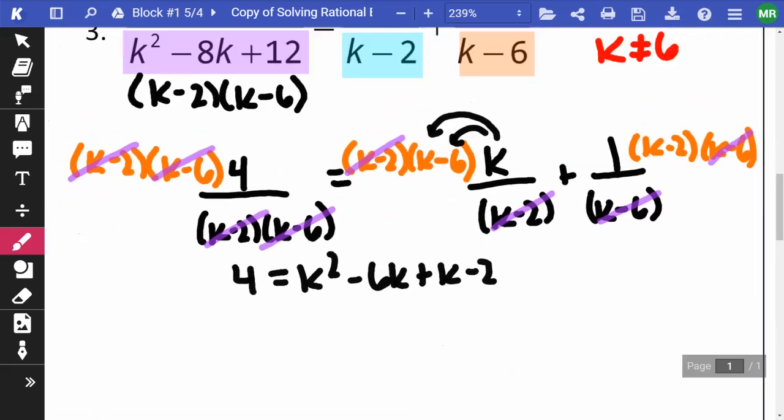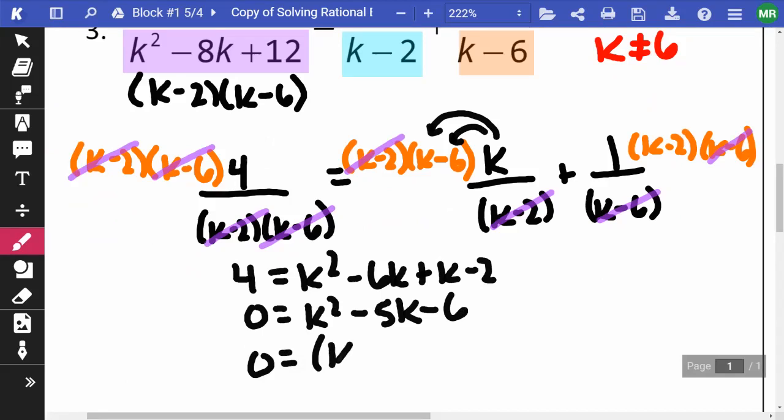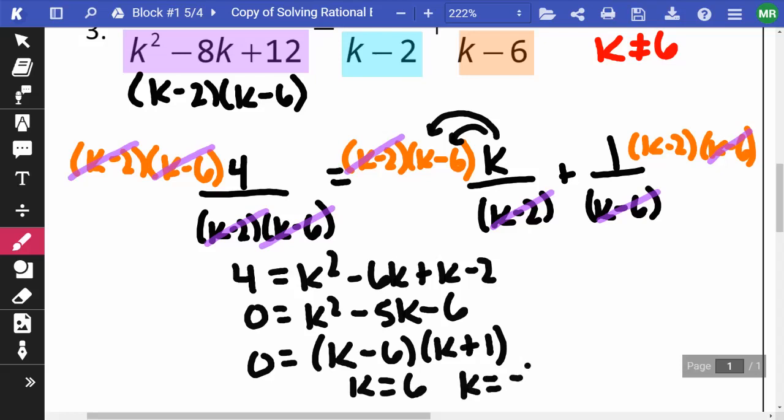Okay, so now I am going to get everything on one side, 0 on the other. So I'm going to have a k squared, a minus 5k, and I'm going to subtract my 4, a negative 6. And I'm going to factor this. What multiplies to negative 6 and adds to negative 5? Well, that's going to be a negative 6 and a positive 1. And so that's going to lead to k equals 6 and k equals negative 1.